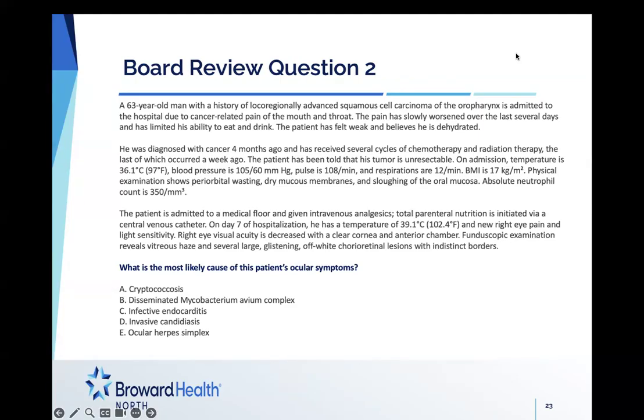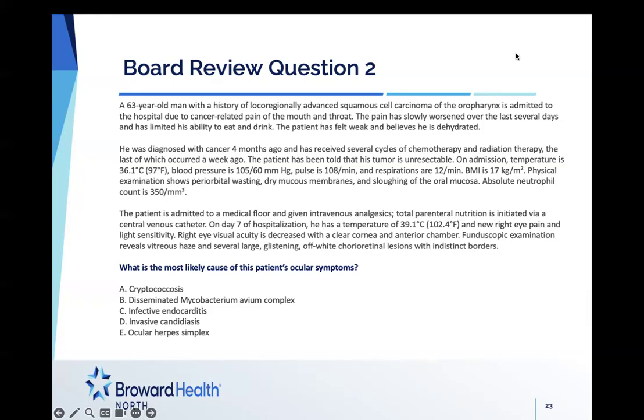On day 7 of hospitalization, he has a temperature of 102.4 and new right eye pain and light sensitivity. Right eye visual acuity is decreased with a clear cornea and anterior chamber. Fundoscopic examination reveals vitreous haze and several large glistening off-white chorioretinal lesions with indistinct borders. Hint, hint. What is the most likely cause of this patient's ocular symptoms?